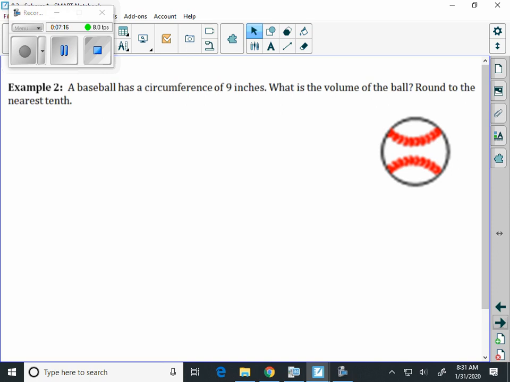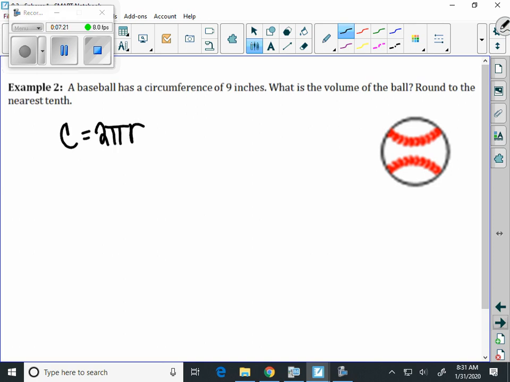So let's start with our formula of circumference. And on our green paper, it's 2 times pi times r. And what we know here is since the circumference is 9, we want to figure out eventually what the volume of the ball is, but we're going to use that value to figure out our radius so that then we can go back and figure out what the volume is. So circumference is 9 equals 2 pi r. And again, what we're trying to figure out is what is r?